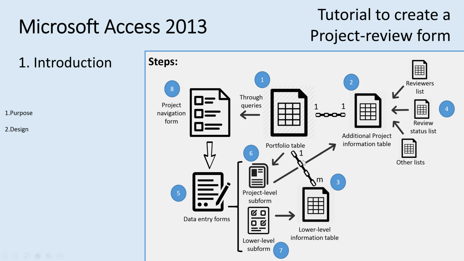Finally, for drop-down menus and other kinds of buttons and boxes that we are going to see in these forms, the information is going to come from specific lists. For example, reviewers will be able to select their own name from a reviewers list, or the review status of a project review is going to be selected from the review status list. For example, the review is completed, the review is ongoing, or is not completed yet.